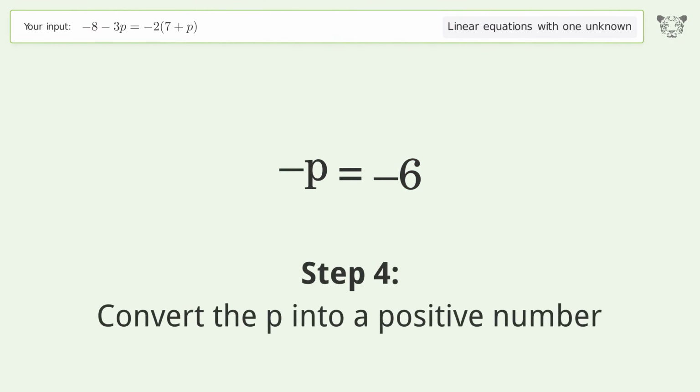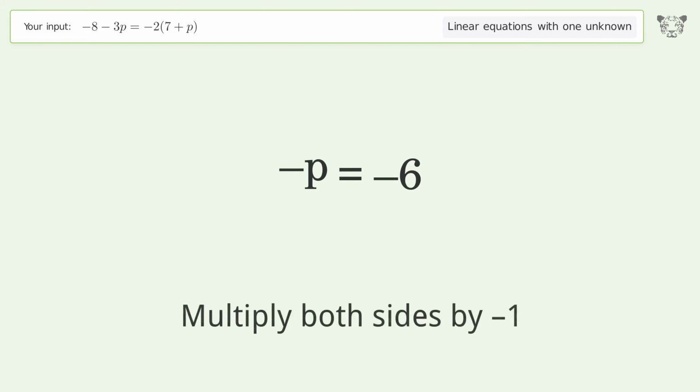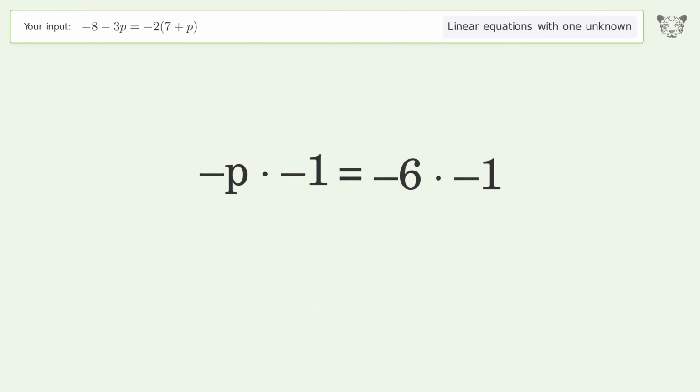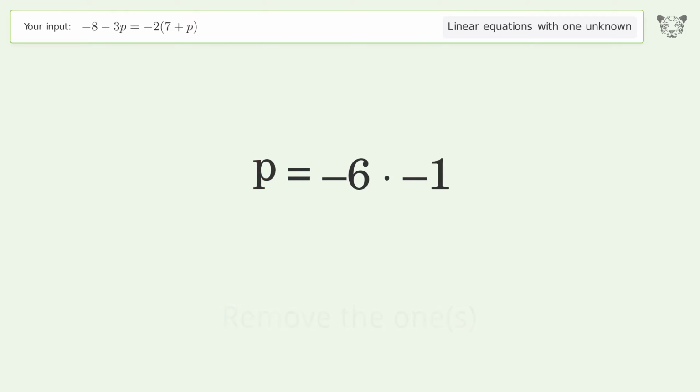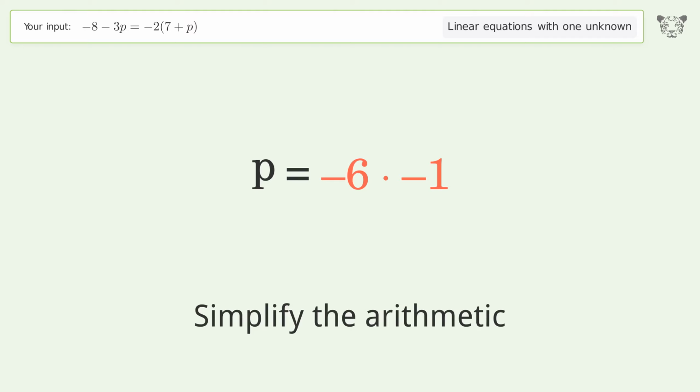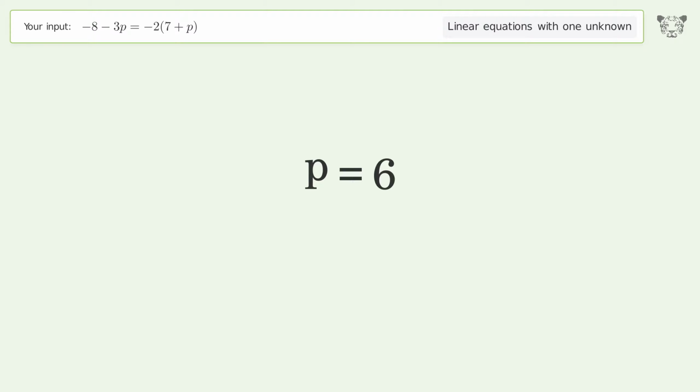Convert the p into a positive number. Multiply both sides by -1. Remove the ones. Simplify the arithmetic. And so the final result is p equals 6.